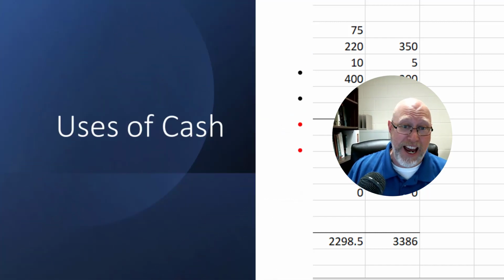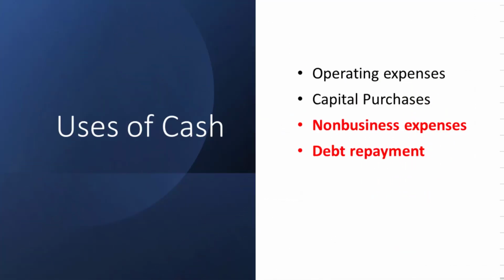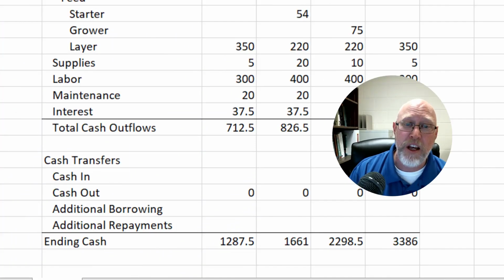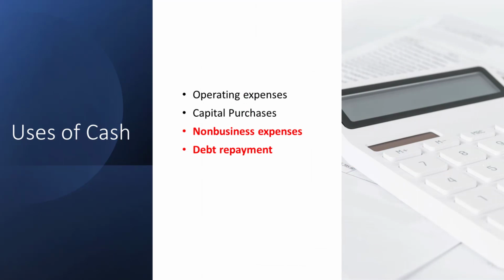Okay, uses of cash, operating expenses. All right, obviously anything you spend money on, to buy inventory, to keep the lights on, to feed the animals if it's a farm, these kind of things. Capital purchases. If you buy equipment, that's cash flowing out of the business. The two things in red, non-business expenses and debt repayments, are cash outflows.